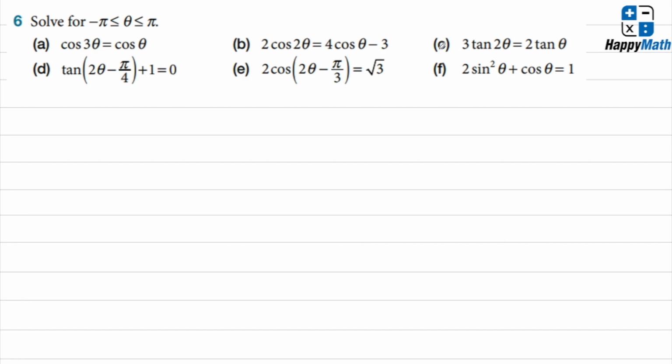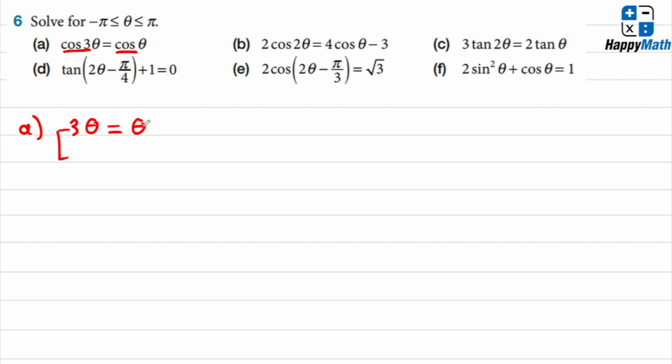Question 6. This question will have a lot of technique about trigonometric equation, and one by one I think you have to use a different technique. Question A is one of the techniques. You got both sides here is cos and cos, so immediately you can set up two formulas about the cos equation.